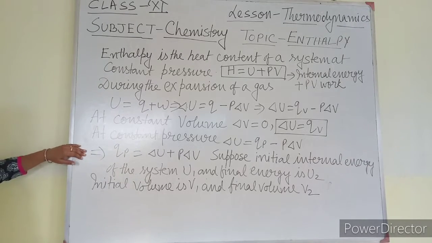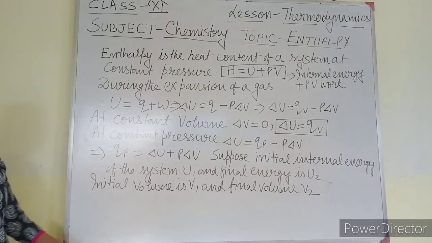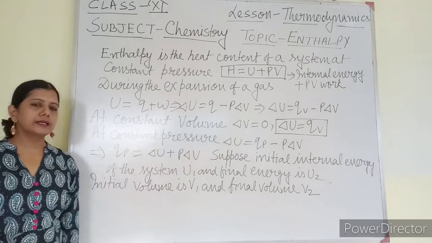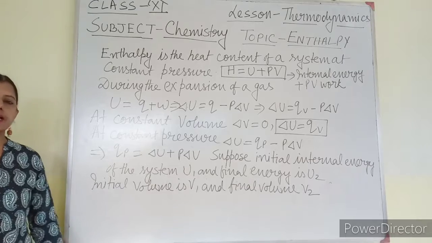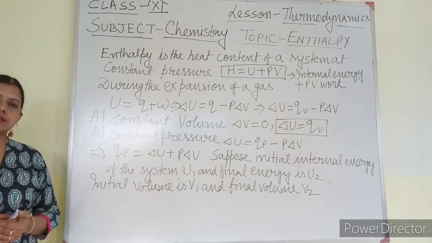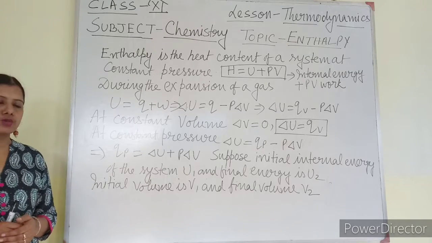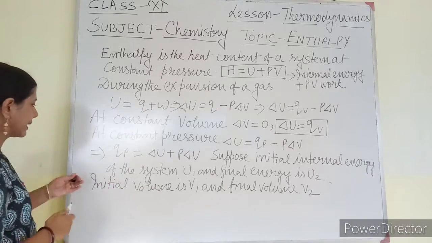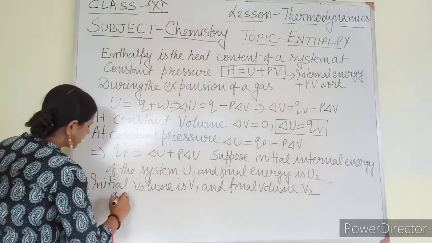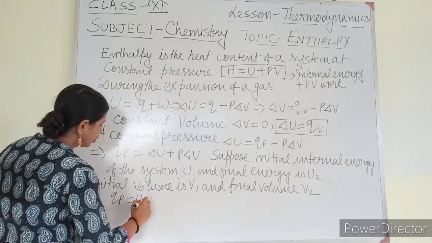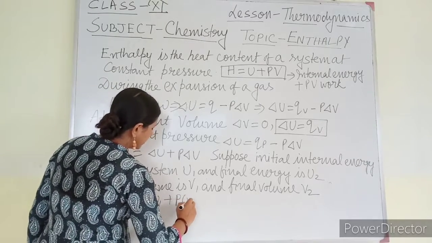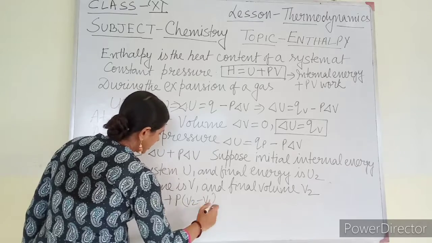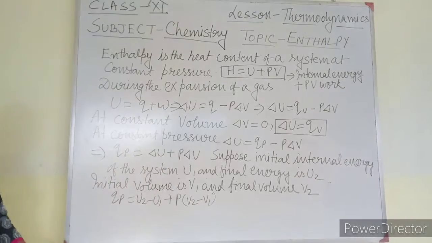Now suppose the initial internal energy of the system is U1, final internal energy is U2, initial volume is V1 and final volume is V2. Pressure is constant, so no P1, P2. So this equation can be written as QP equal to U2 minus U1 plus P times V2 minus V1. Can it be written like this?